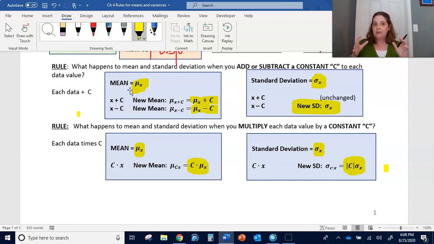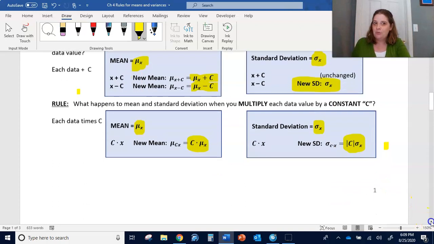So knowing how these numbers change can save you a lot of time. Like if I know that, on average, my workers are making $1,300 and I want to double everyone's salary, I need to know that that means the average is going to be $2,600. So it saves me some time being able to work with those rules.